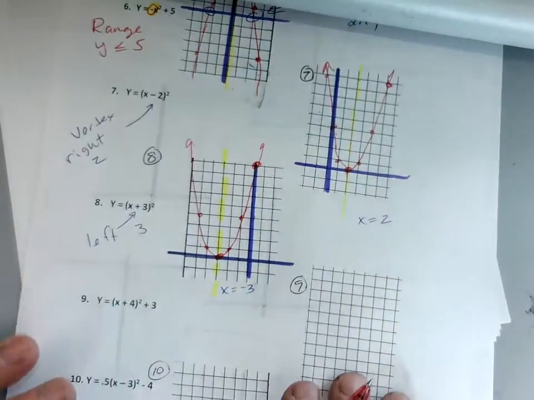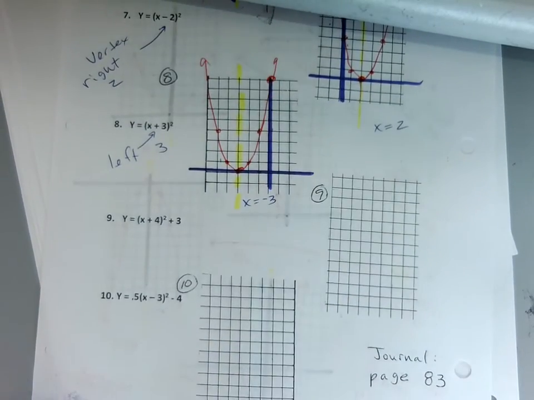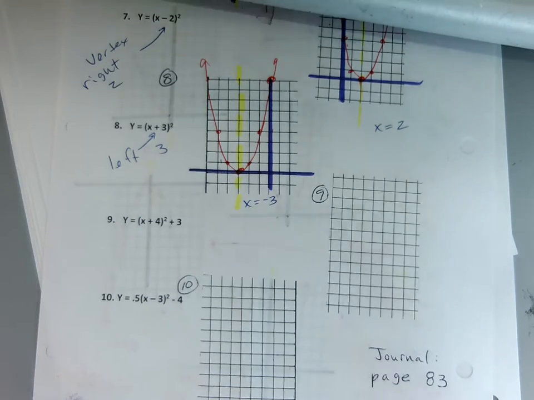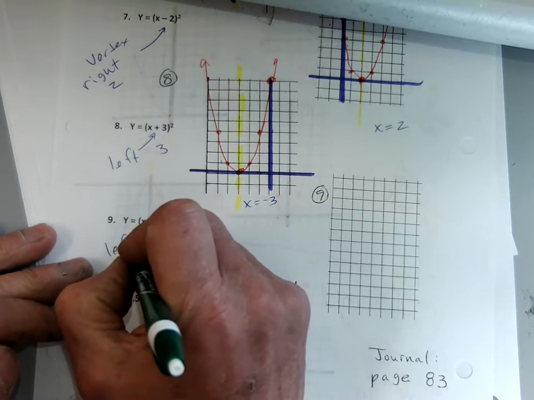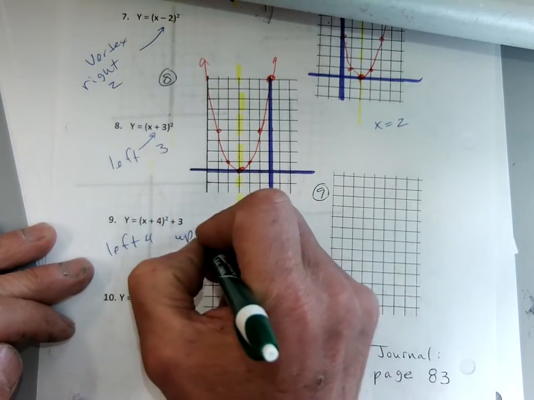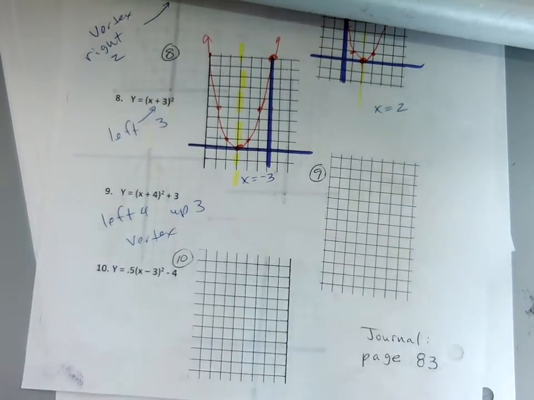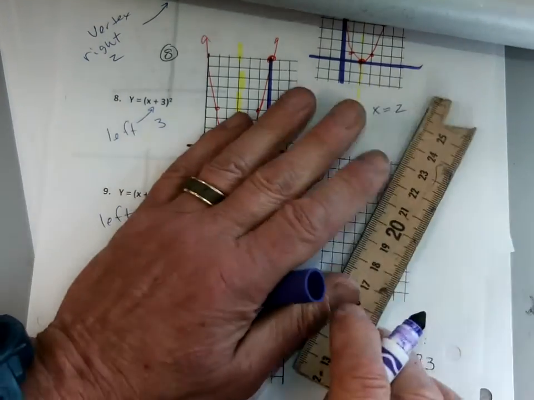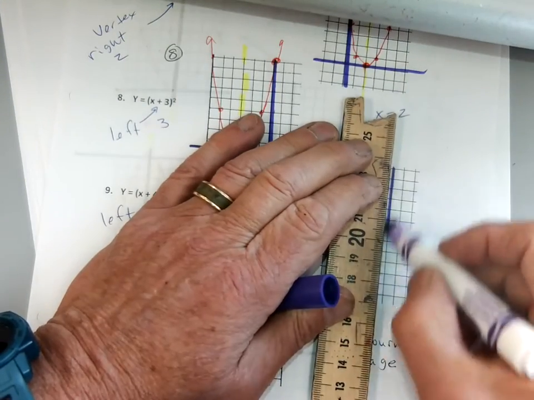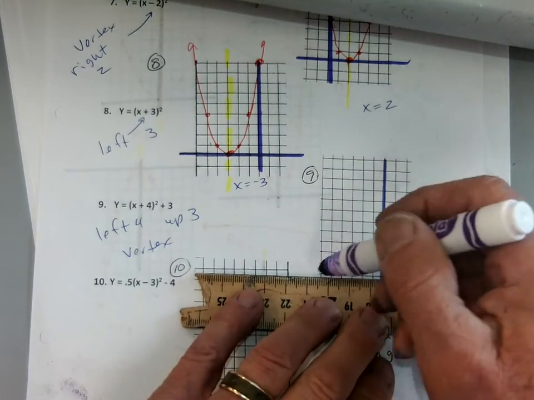Okay. How am I doing? So what do you think about 9? Yeah, totally right. So we're going to go left 4 and up 3. So we take the vertex and move there, right? Okay, so put that in there. Left 4, up 3. I'm going to have to go something like this. Just kind of guess. It's got to look something like this.